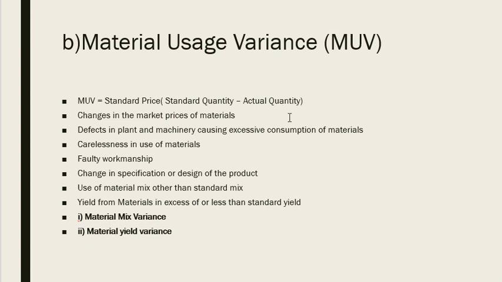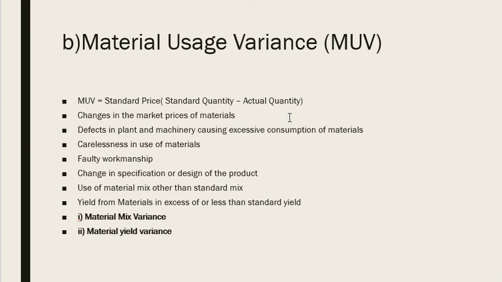So variances in usage or quantity occur due to changes in market price of materials, defects in plants and machinery causing excess consumption of materials. Yes, then you need to acquire more raw materials, so the usage will increase. Carelessness in the use of materials. Yes, when you're careless in use of materials, you need to buy more and more quantity of raw materials.